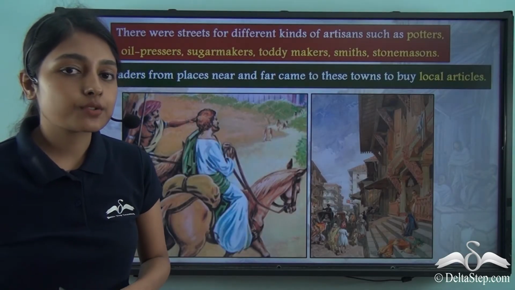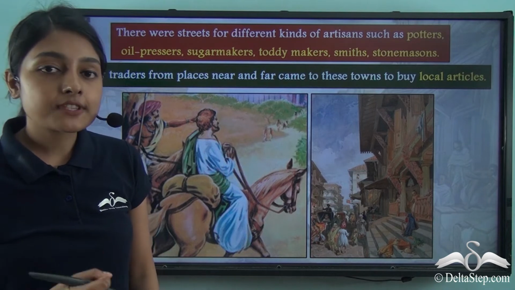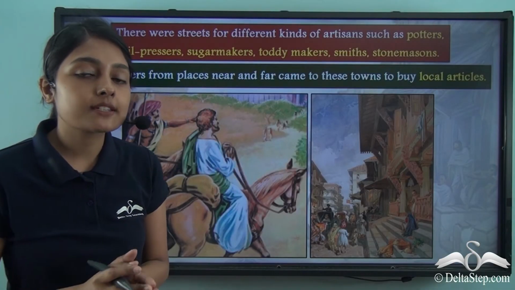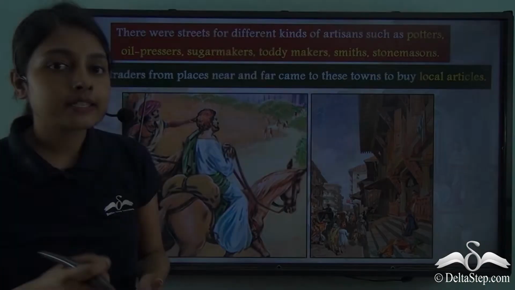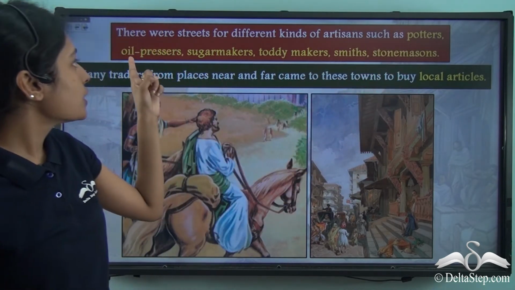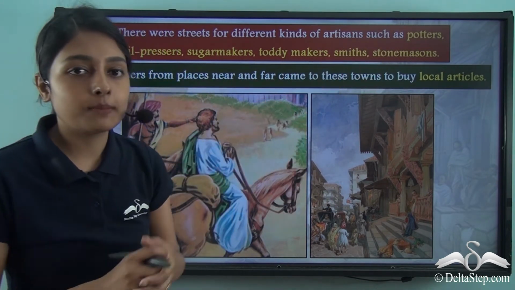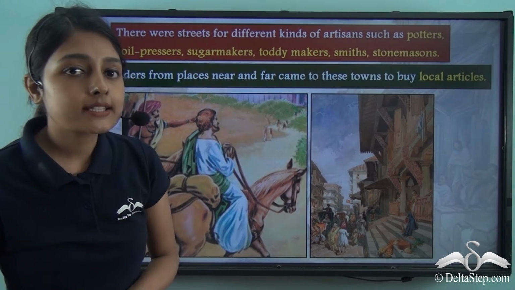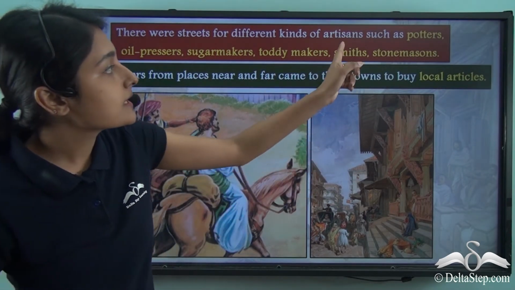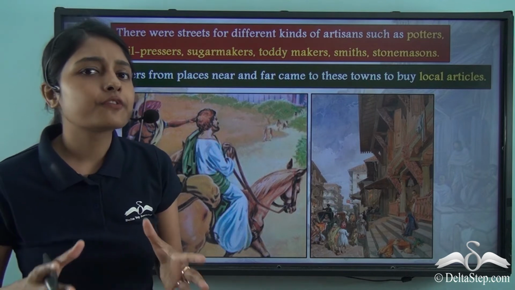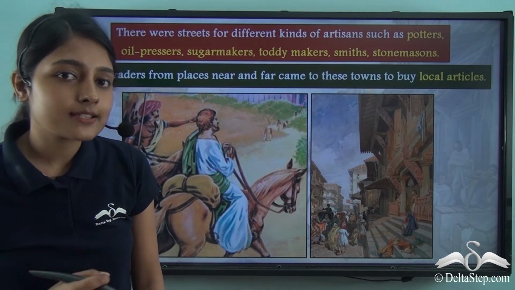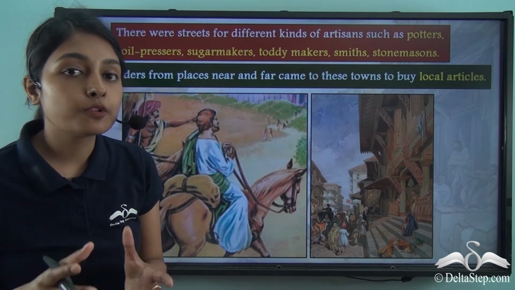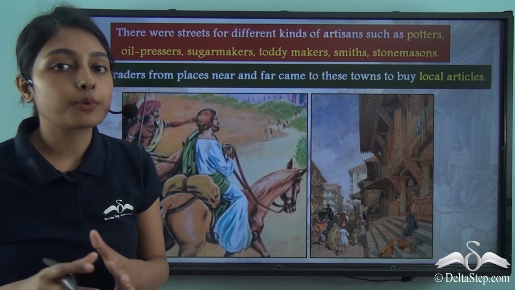So with this, we have understood that these artisans, these craftsmen, produced various kinds of goods that were required by the people. Now suppose a person was living in town A. In town A, the person got potters, oil pressers, sugar makers, stone masons, and these people produced goods for people living in town A. Now consider that town A did not have smiths or toddy makers. From where will the people living in town A get these products? For this, they have to move to a different town, to another area from which they can procure these goods.